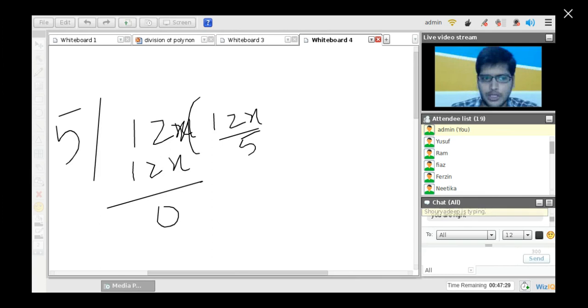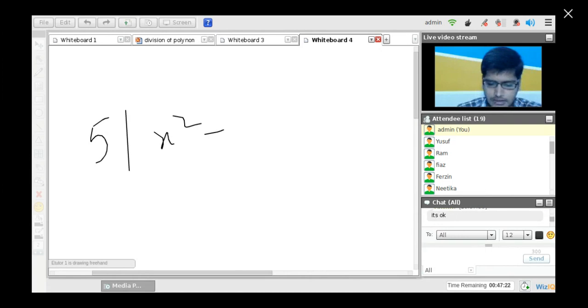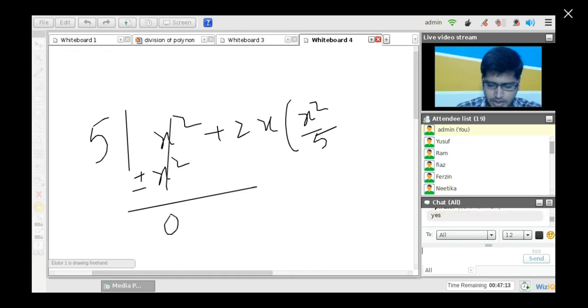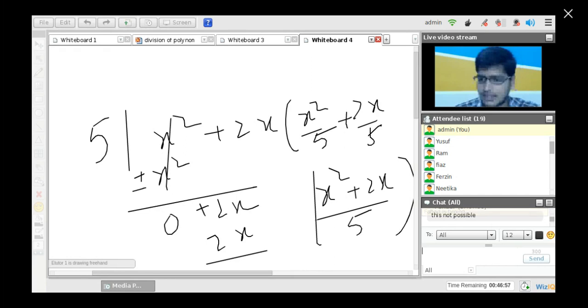Or probably you are asking me to divide with a bigger number. Okay, I'll do it. 5x squared plus 2x. Let me say x squared by 5. If you multiply, that is nothing but x squared plus or minus, that will be 0, and plus 2x, that is nothing but plus, let me say, 2x by 5 again. This will be equal to 2x. So it is nothing but x squared plus 2x by 5. The question comes as such.